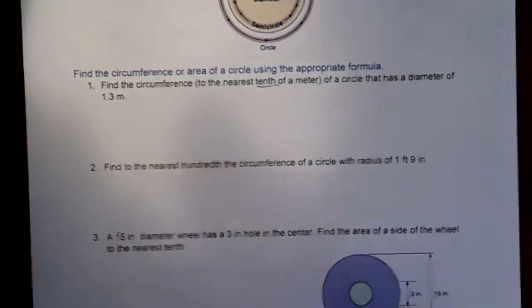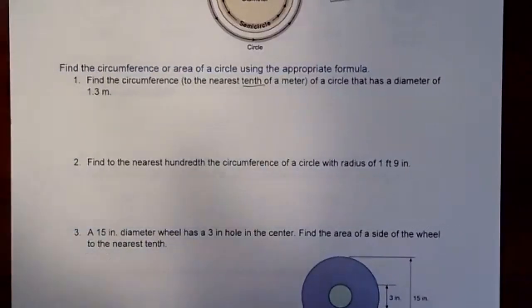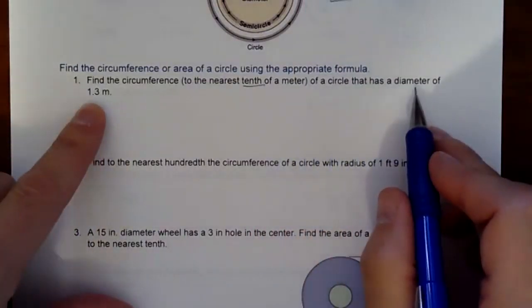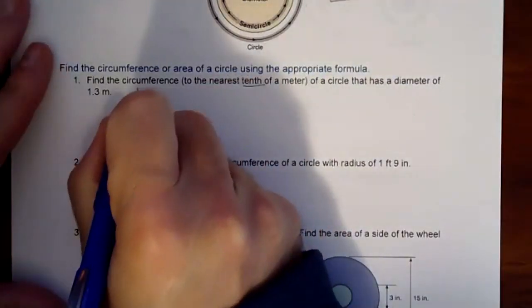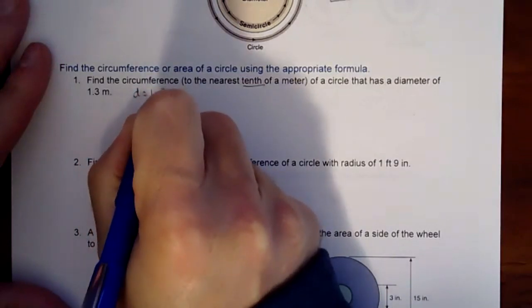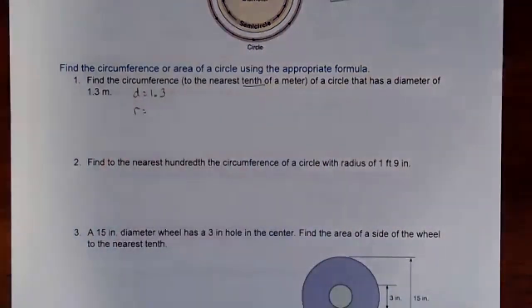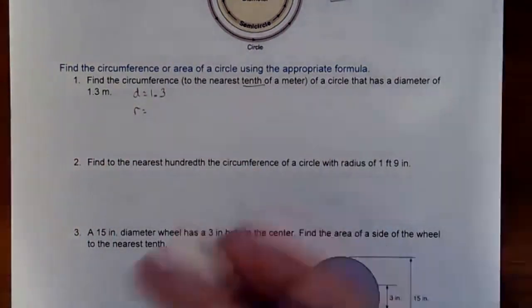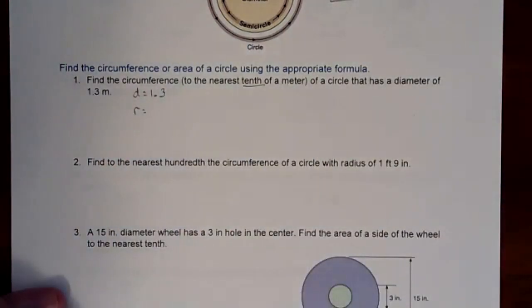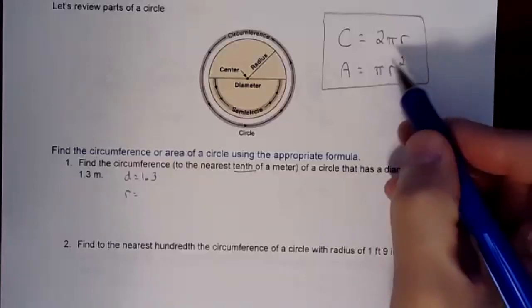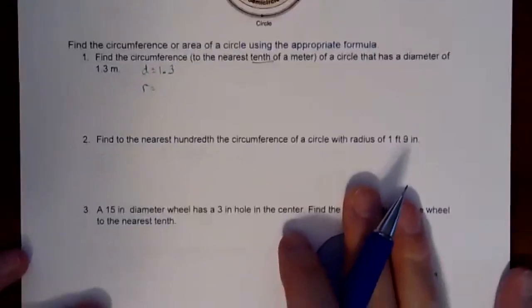So we are going to the nearest tenth. And a diameter of 1.3. If the diameter is 1.3, I really need the radius. So what am I going to do to find the radius if I ever know a diameter? And this is going to happen frequently. Both formulas that I'm going to use have a radius in them, not a diameter.